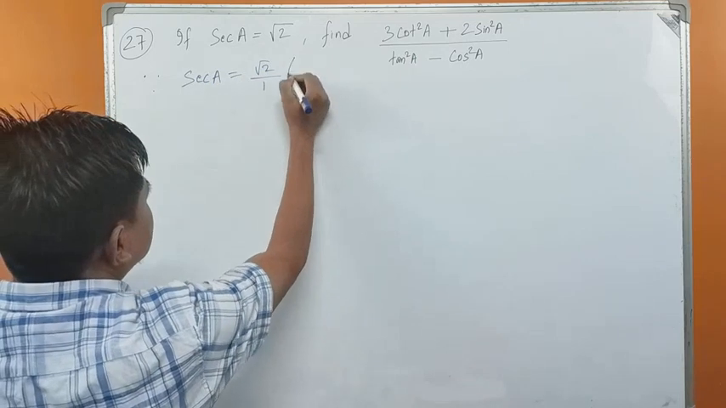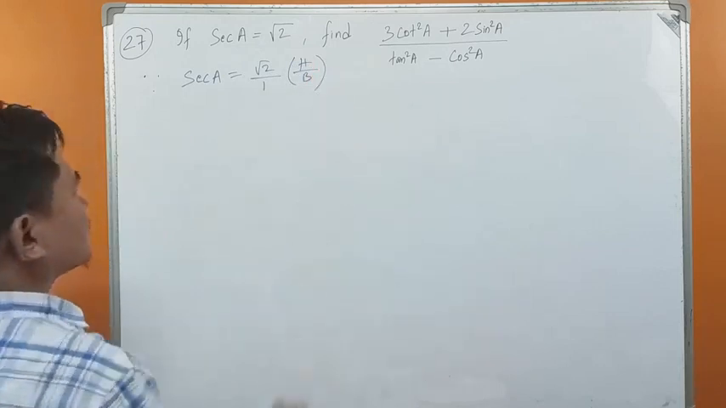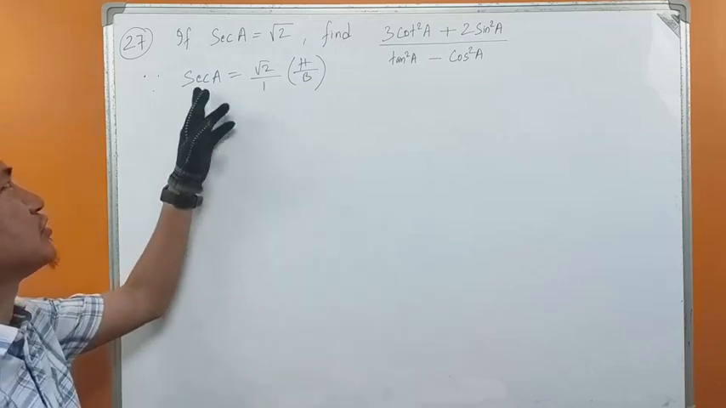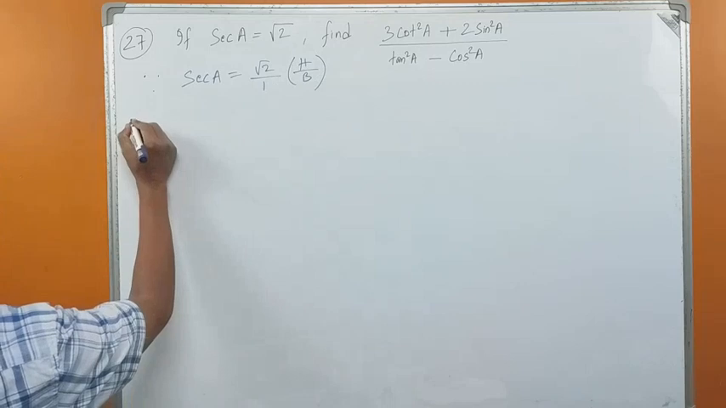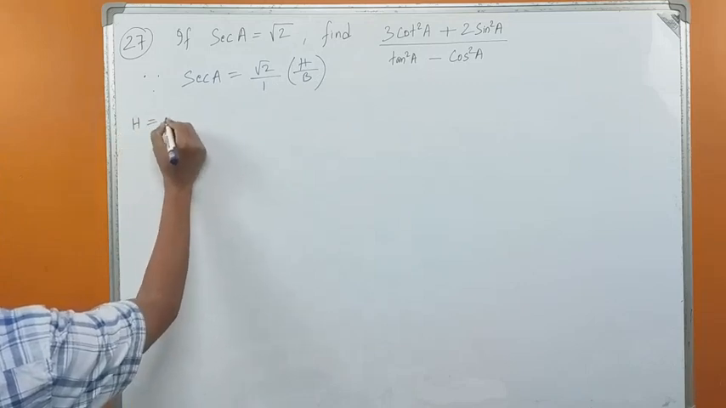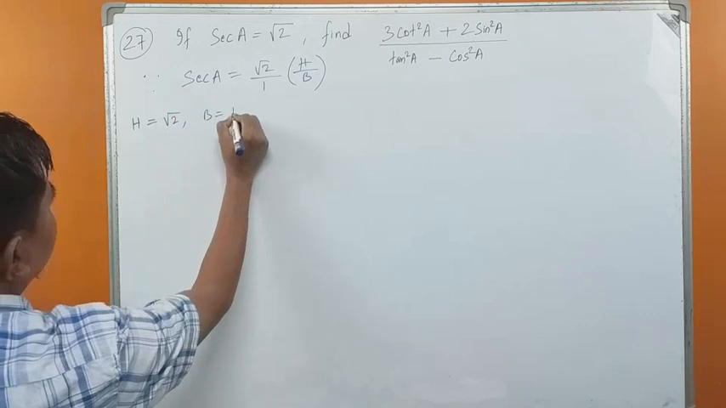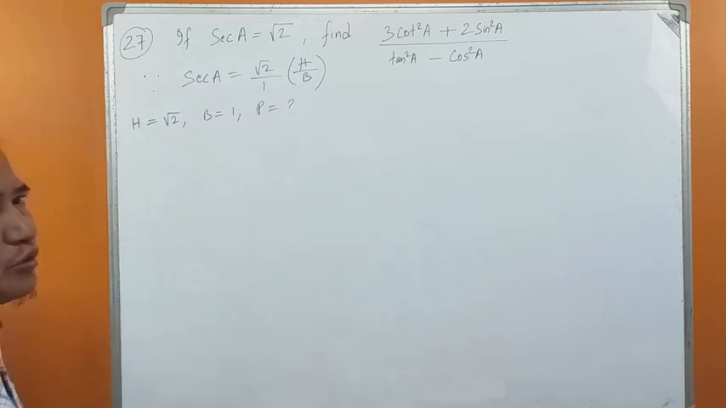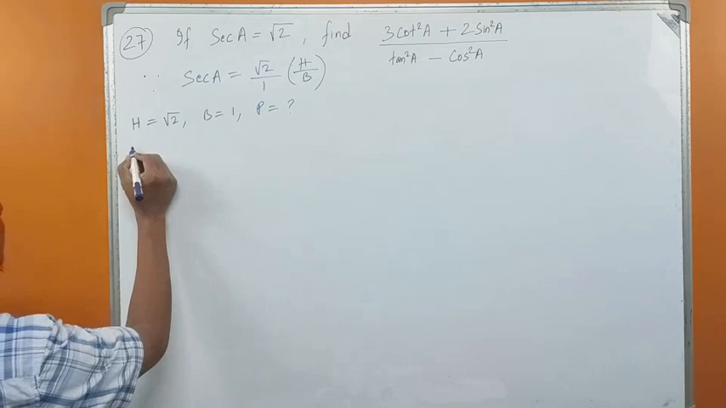Sec A means hypotenuse upon base, just the opposite of cos A. Cos theta is base upon hypotenuse, so sec theta is hypotenuse upon base. So we have hypotenuse equals root 2, base equals 1. We need the perpendicular, which is unknown to us. Let us apply the Pythagoras theorem to find the perpendicular.